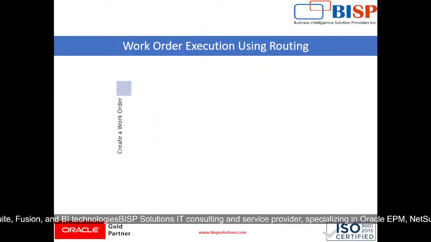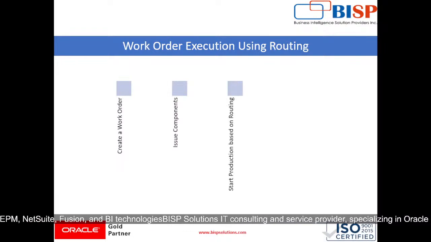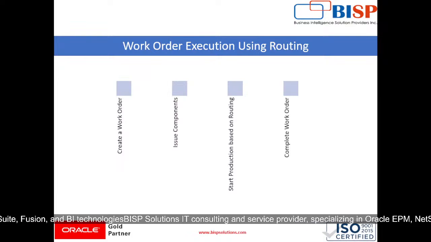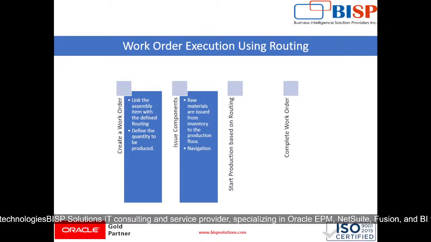Then comes our work order execution using routing. So first of all, we have to create a work order where we link the assembly item with the defined routing, and then we define the quantity to be produced. Then issue components, where raw materials are issued from inventory to the production floor. Then start production based on routing and complete the work order.